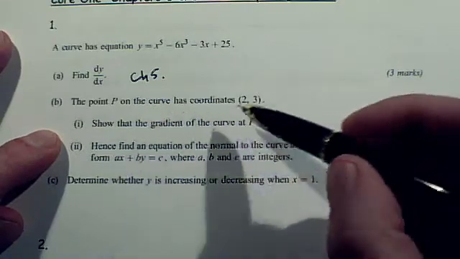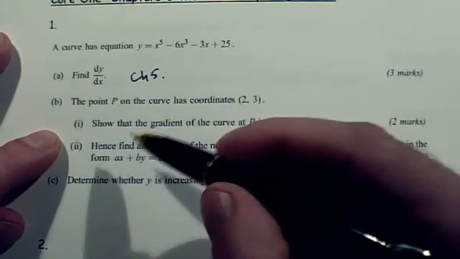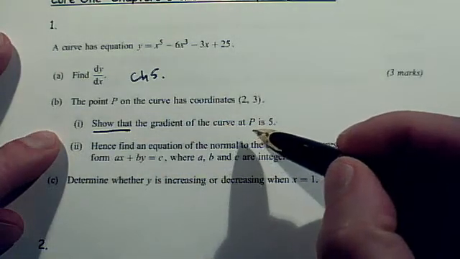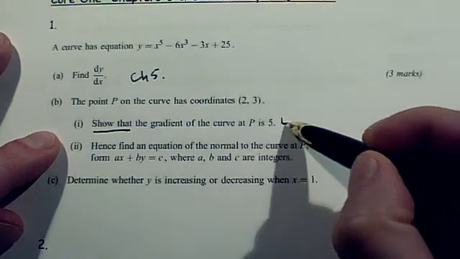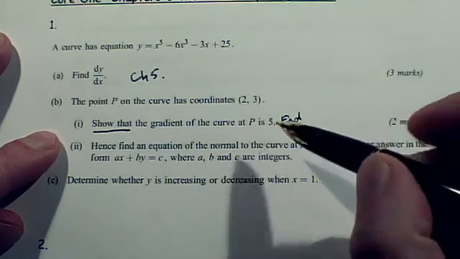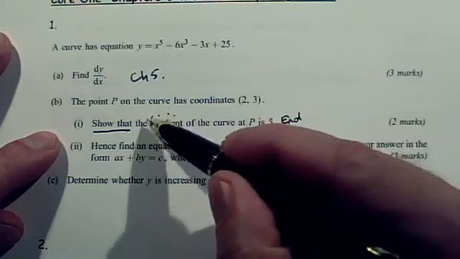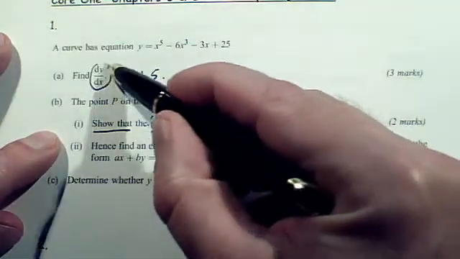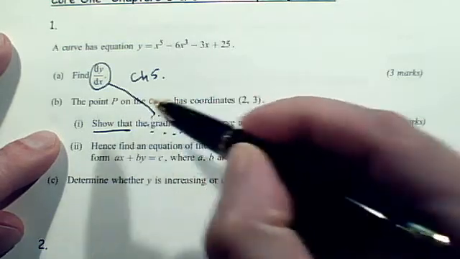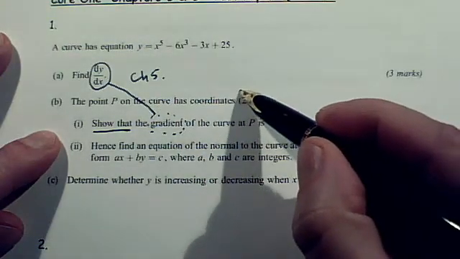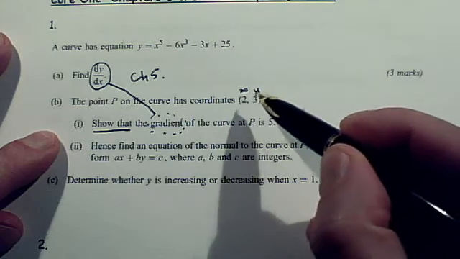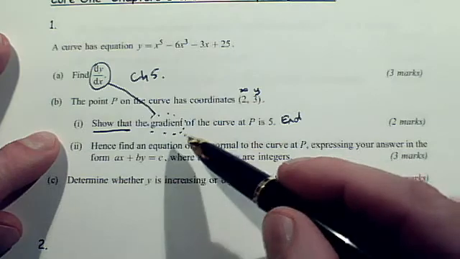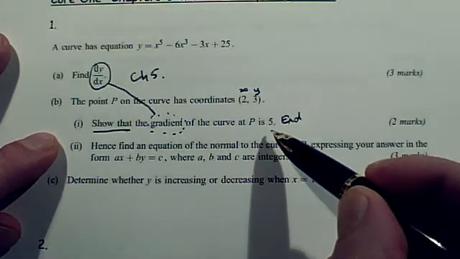In part B, we've got a point on that curve, and we need to show that the gradient at the point P is 5, so this 5 is your end point. Your start point is the gradient. You should know that the gradient of the curve is exactly dy by dx, but you've got a particular point, so you've got a particular x value and a particular y value. In fact, it's just the x value and your answer to A that you need in order to get the gradient, and you know the answer you should get is 5.